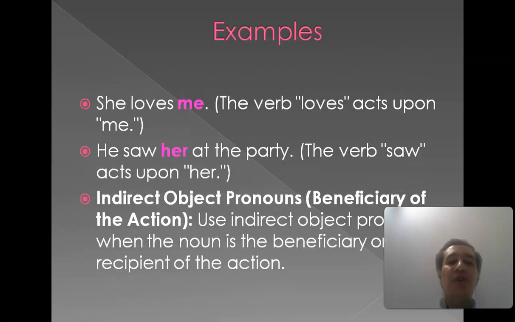As an example, we have: she loves me. The verb loves acts upon me. He saw her at the party. The verb saw acts upon her.